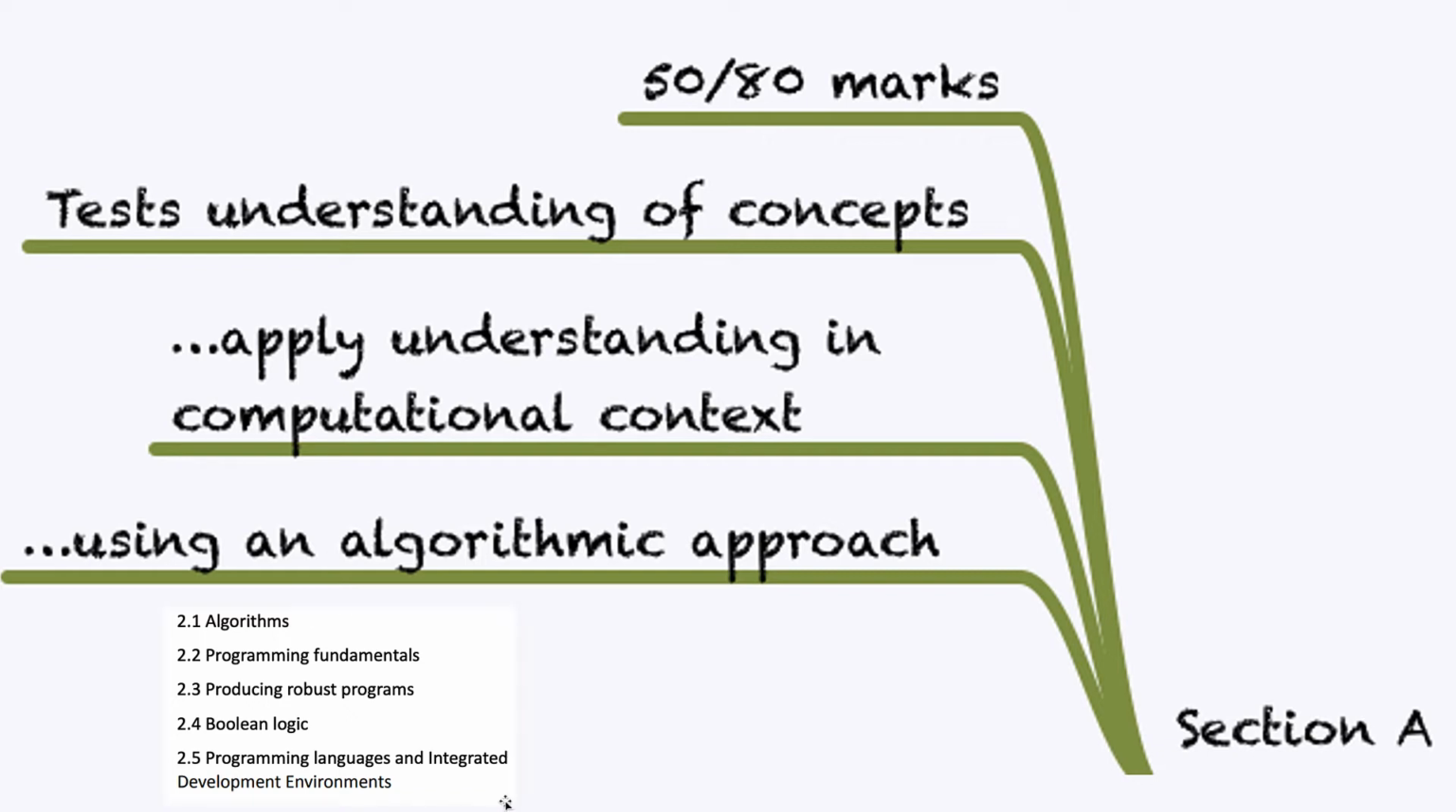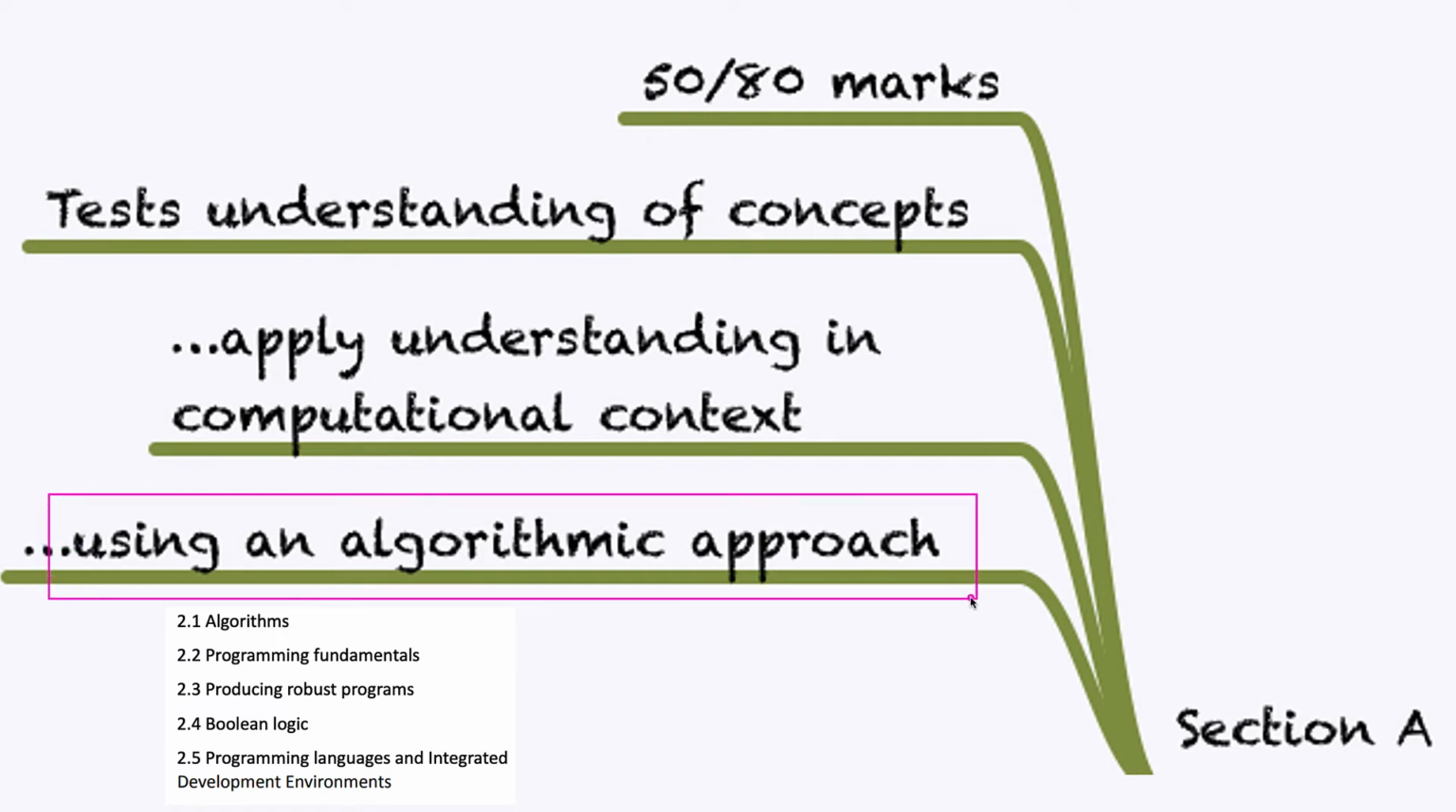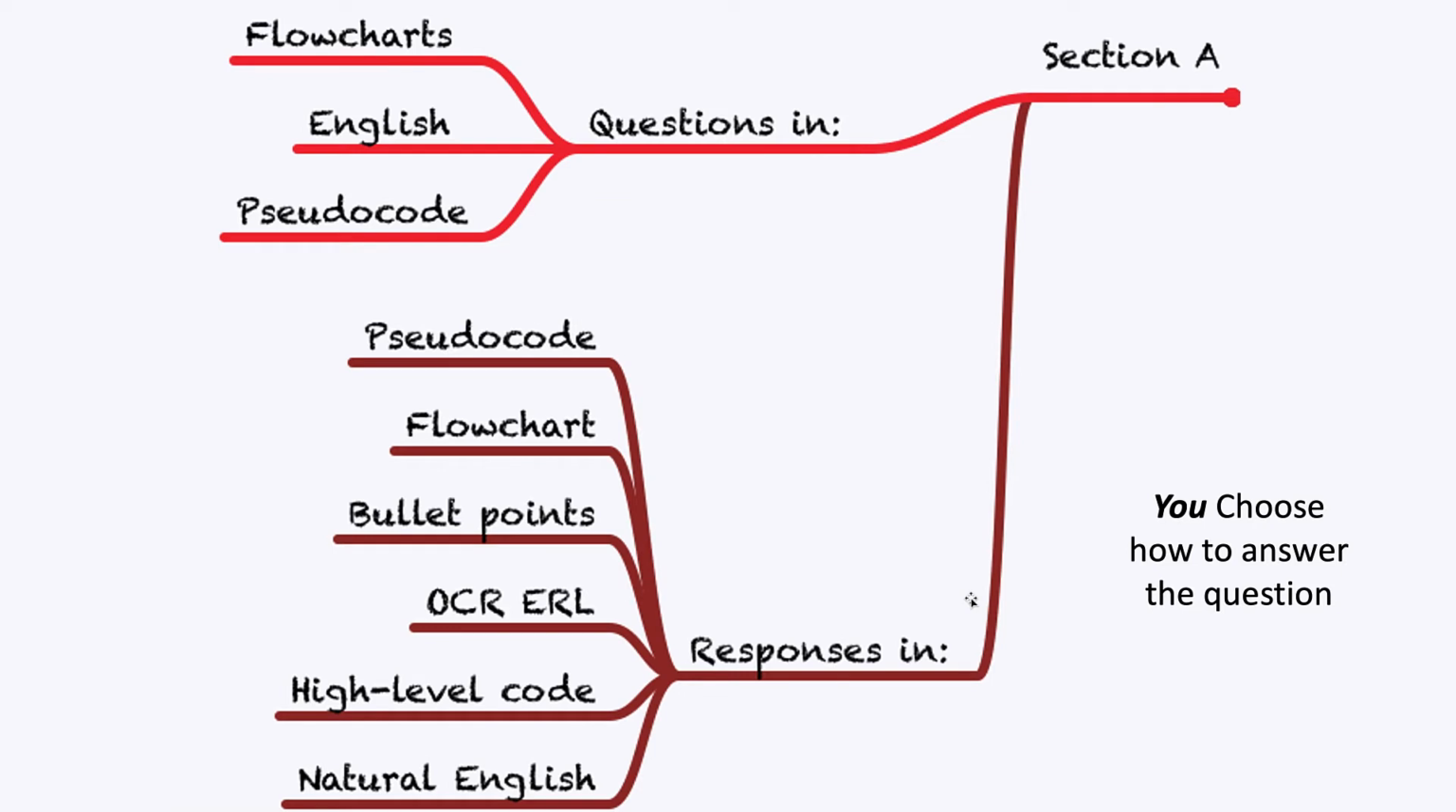And then of course you've also got this idea here of using an algorithmic approach. And so with that, think about your abstraction, decomposition, think about programming fundamentals and producing robust programs. So that kind of an approach to how you're going to solve problems. And don't forget to show your working, because even if your answer's wrong, they'll try and give you marks for just showing your working.